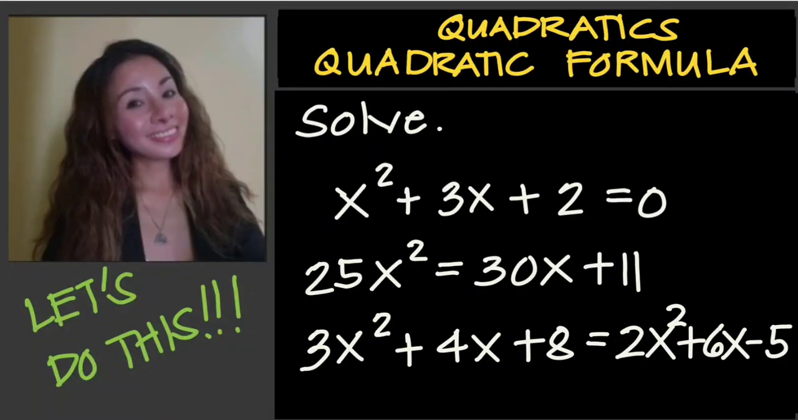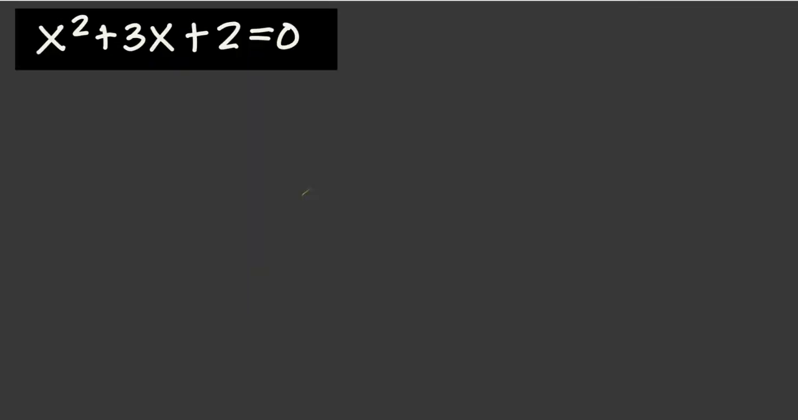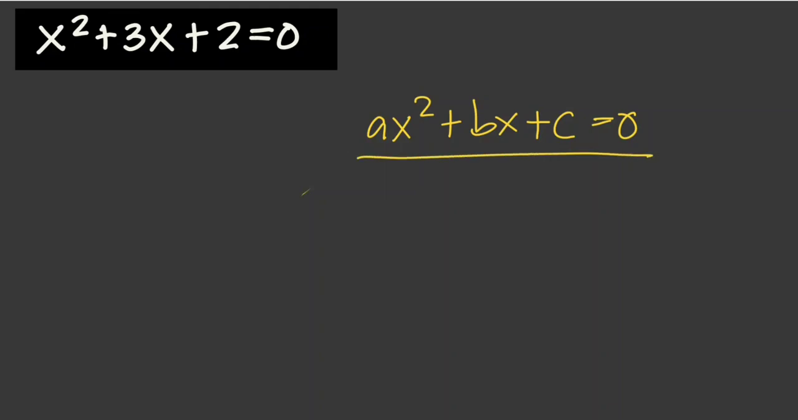Let's solve quadratic equations by using the quadratic formula. So the general form of a quadratic is ax squared plus bx plus c equals 0. So by solving for x in this equation, we can use completing the square.